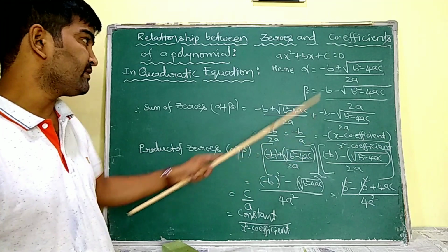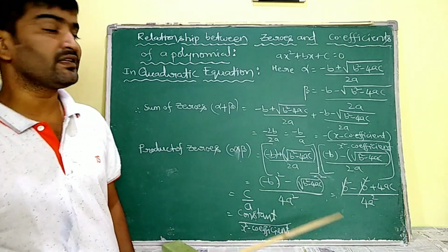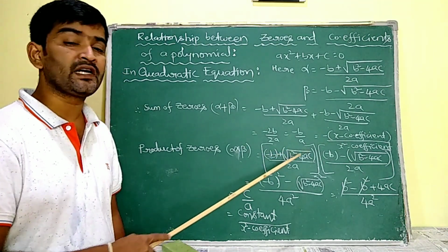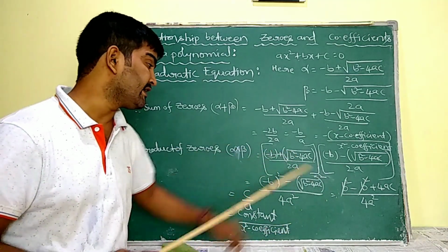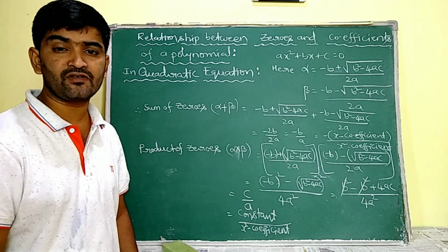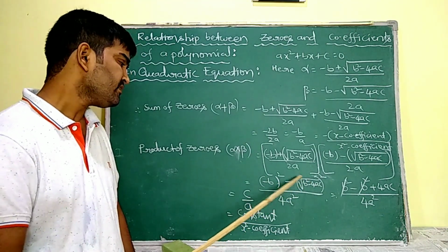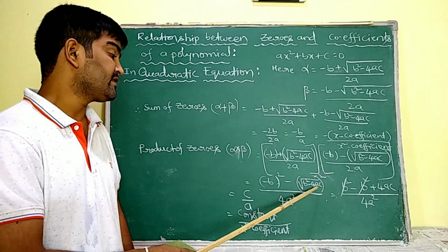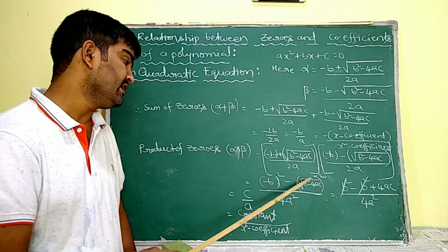So product of zeros means alpha into beta we have to write. Now while writing this, you have to keep minus b and root of b square minus 4ac in a bracket. Let us suppose it is x and it is y. x plus y into x minus y is of the form x square minus y square. So x square minus y square, that is, minus b whole square minus root of b square minus 4ac whole square. Here minus b whole square means b square.